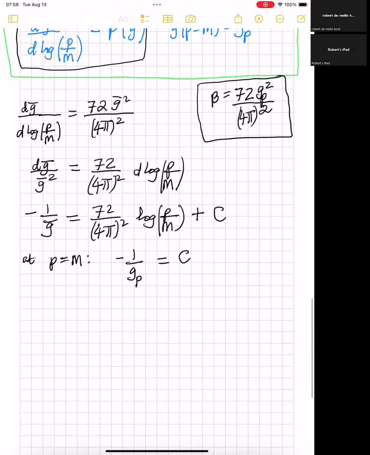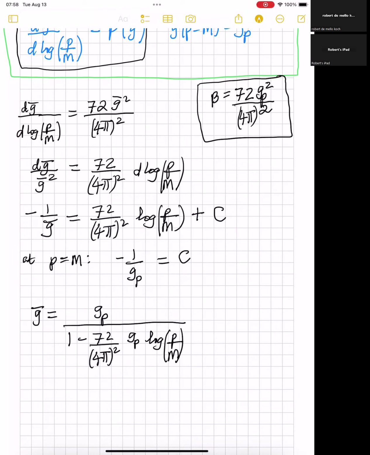I'm going to do a trivial piece of algebra to rearrange this. So here is g bar is equal to the physical coupling over 1 minus 72 over 4 pi squared, the physical coupling, times the log of p over m. Good. Now, of course, this is not the exact running coupling. It's the running coupling when we've got a one-loop approximation to the beta function, okay? But let's see how g bar behaves.